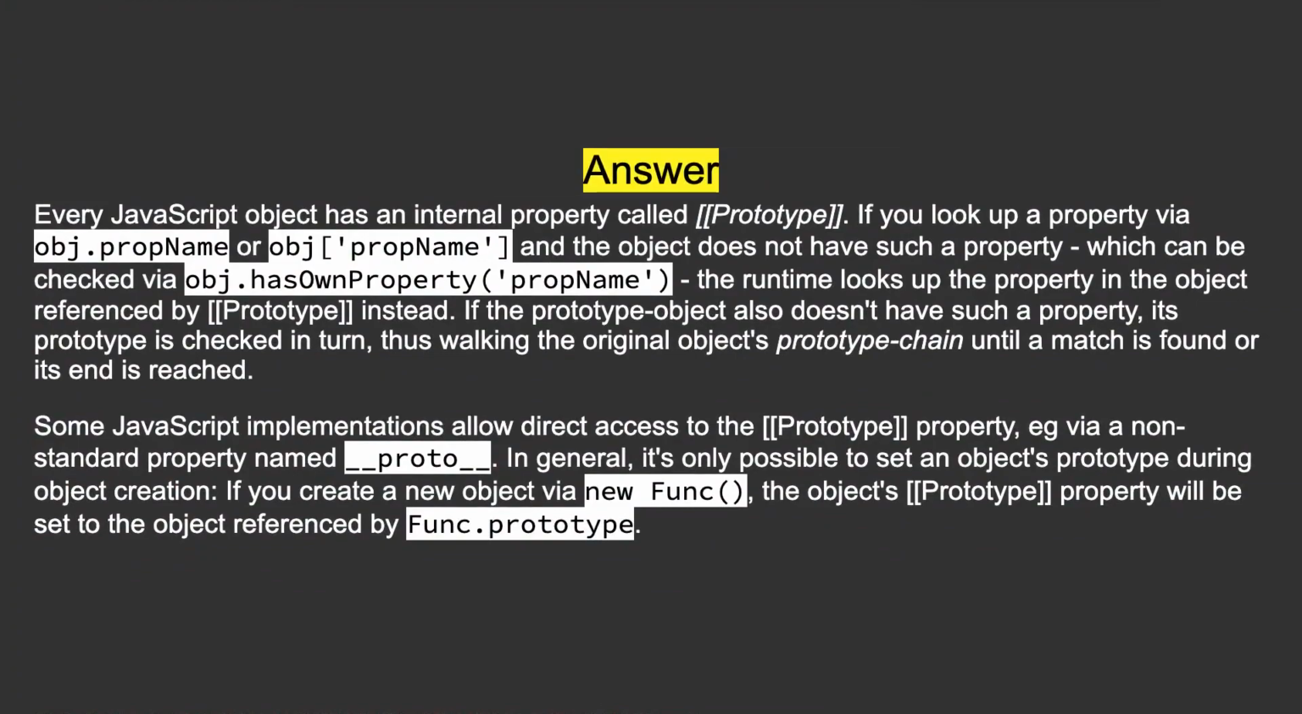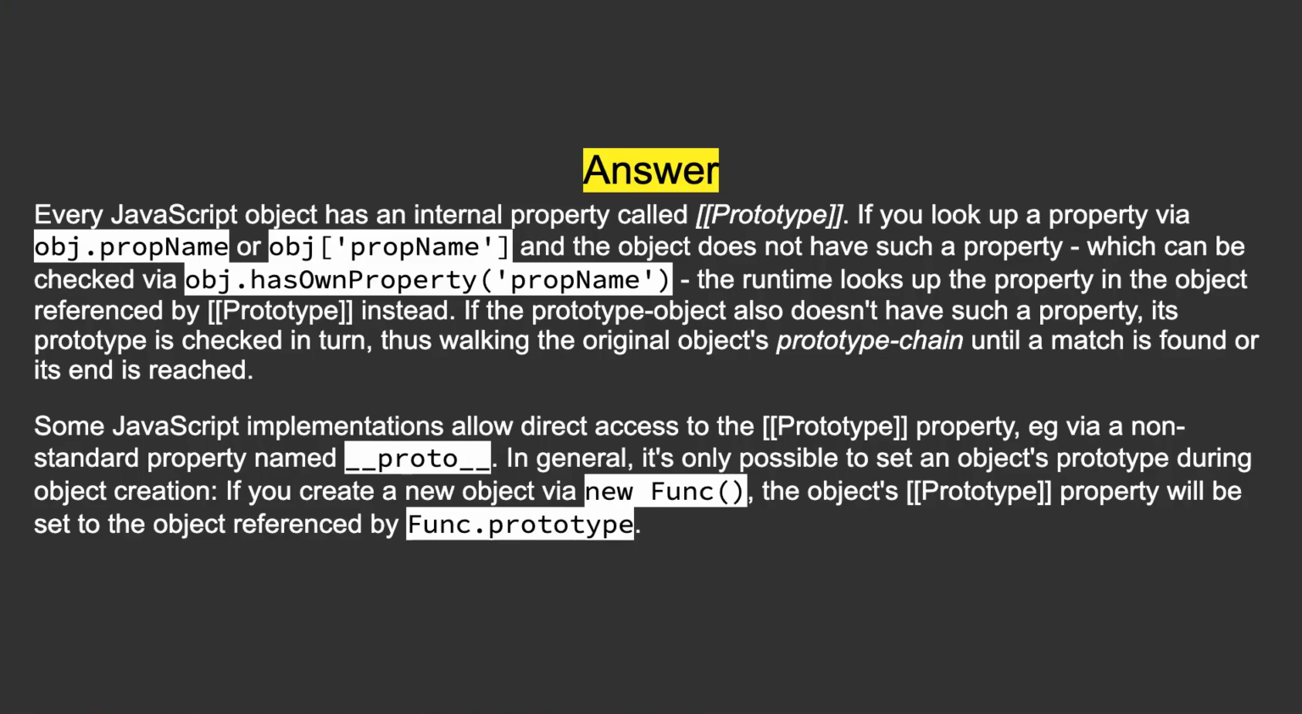Every JavaScript object has an internal property called prototype. If you look up a property via obj.propName or obj['propName'], and the object does not have such a property, which can be checked via obj.hasOwnProperty('propName'), the runtime looks up the property in the object referenced by prototype instead. If the prototype object also doesn't have such a property, its prototype is checked in turn, thus walking the original object's prototype chain until a match is found or its end is reached.